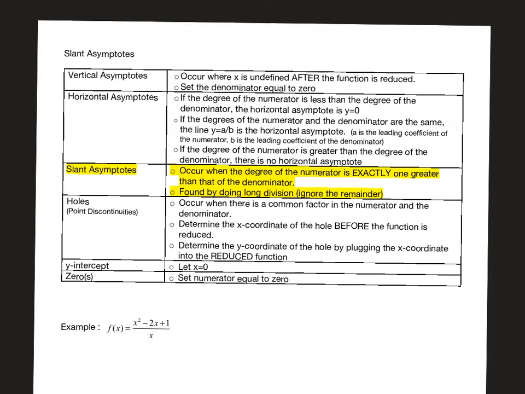So we're looking where specifically the degree of the numerator is exactly 1 greater than that of the denominator. Okay, and it has to be that specific. It's not just greater in general, it has to be exactly 1 greater. And you find it by doing long division. I'm going to show you some examples. You will ignore the remainder.